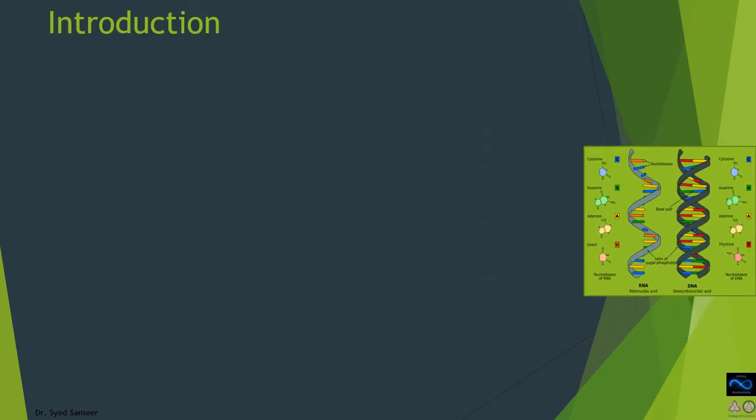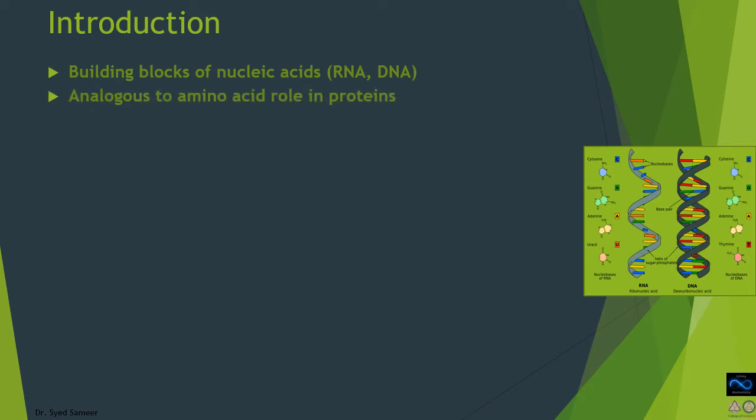These building blocks, the mononucleotides, make up a polymer, and that polymer can be RNA or DNA. Hence they are the building blocks of nucleic acids. They are analogous to the role of amino acids in proteins. Just like proteins are polymers of amino acids, nucleic acids are polymers of mononucleotides.